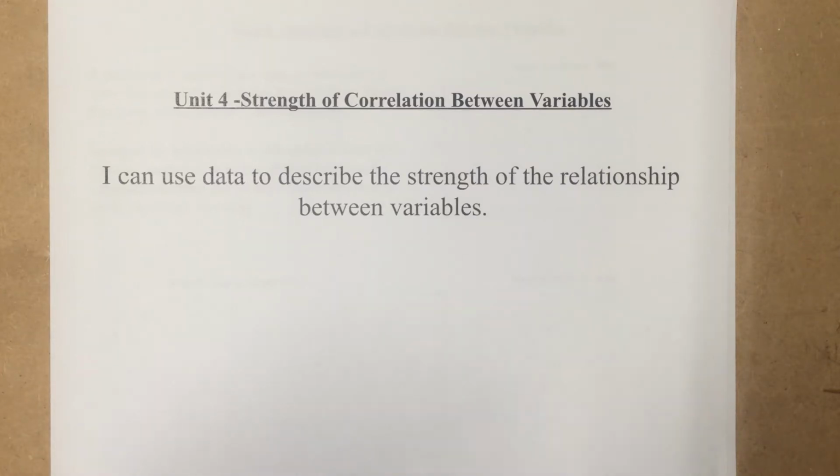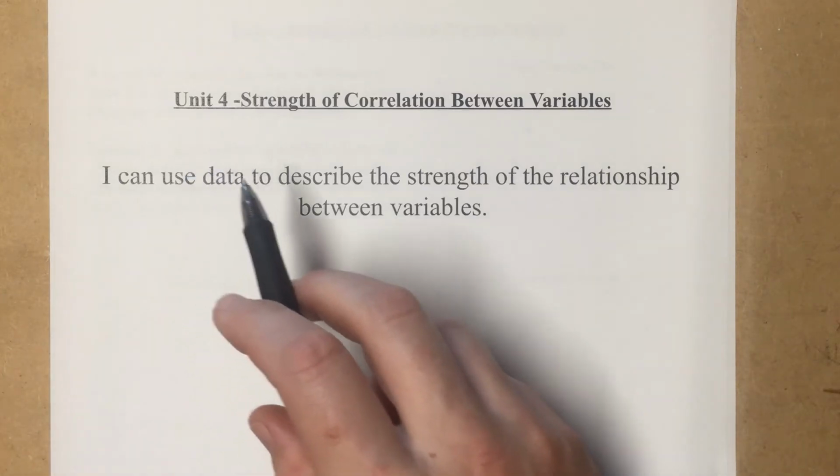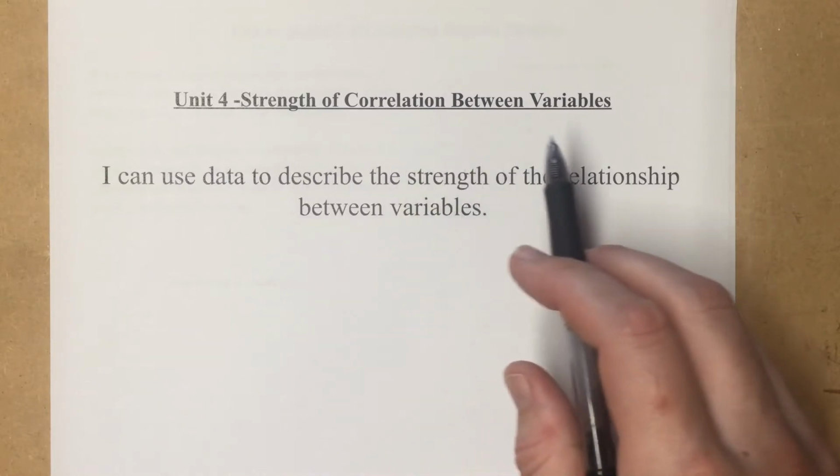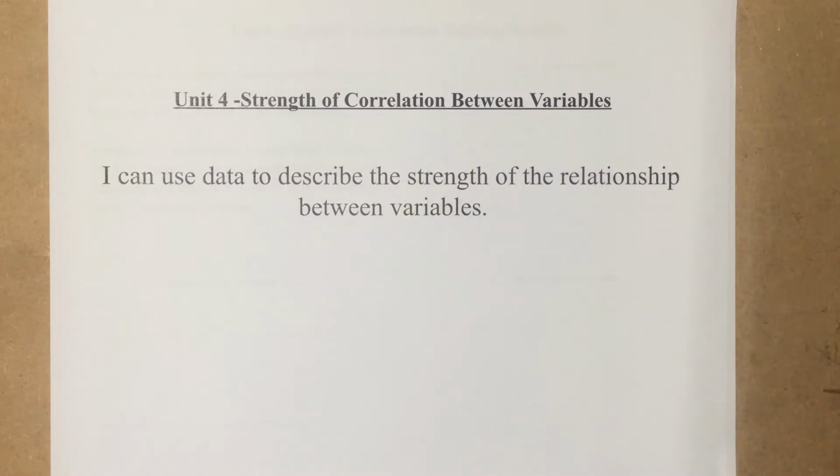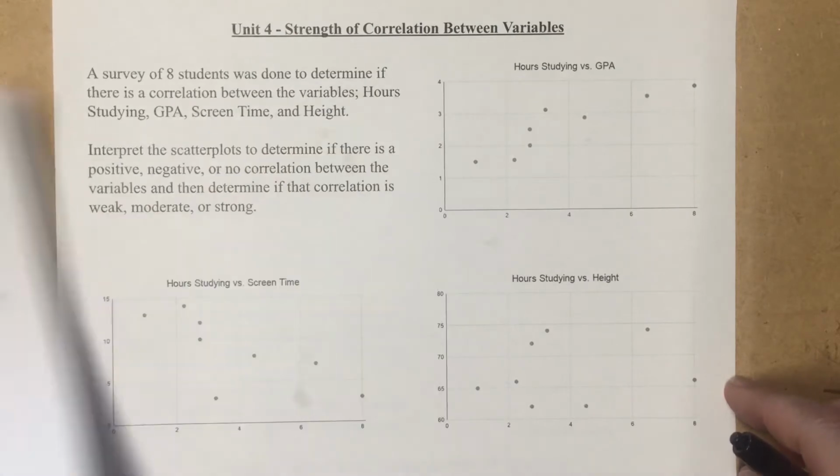Hello everybody, in this video we're going to be going over Unit 4, talking about the strength of correlation between variables. Our learning objective is: I can use data to describe the strength of the relationship between variables. Let's take a look at our problem here.